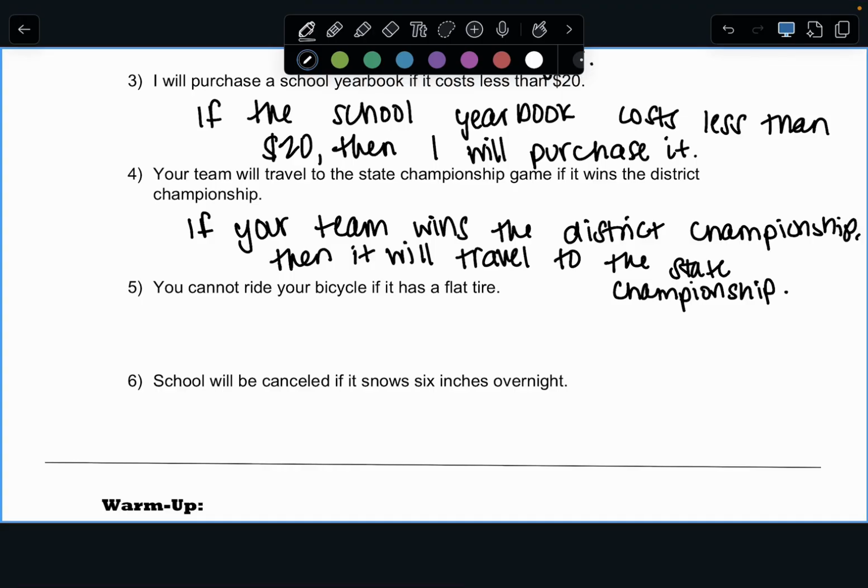Okay, focus back up. We got 2 more. We're almost done, and you're going to have a good amount of time for your homework. Let's just do number 5. You cannot ride your bike if it has a flat tire. If, what's my condition? Your bike has a flat tire. If your bike has a flat tire, you cannot ride it. Perfect.